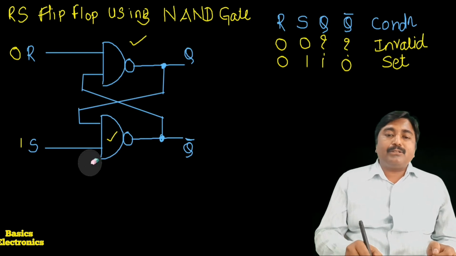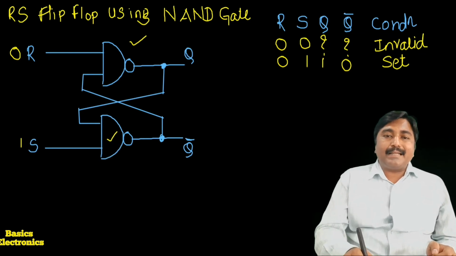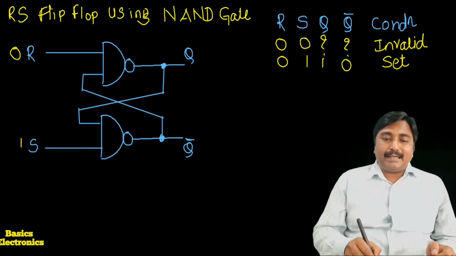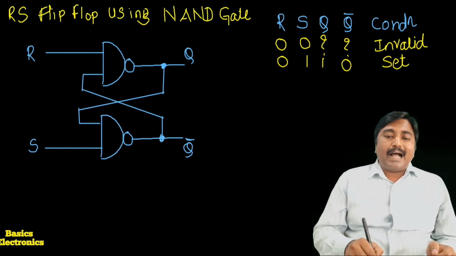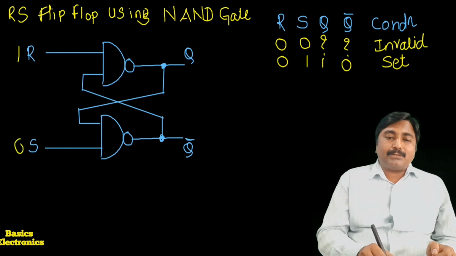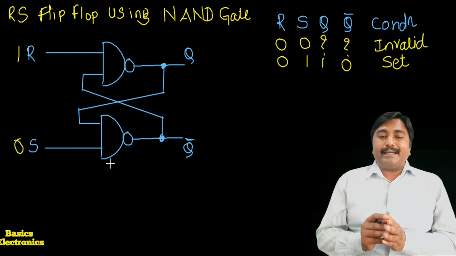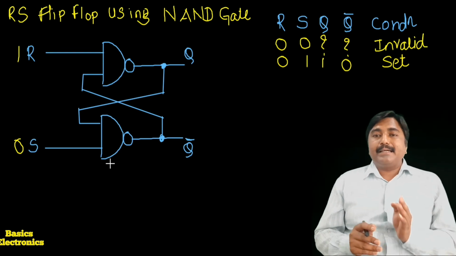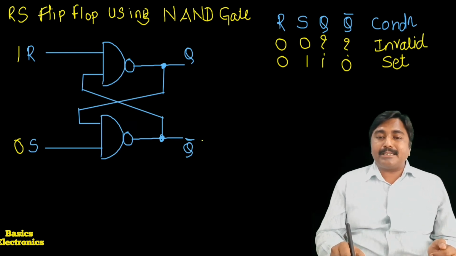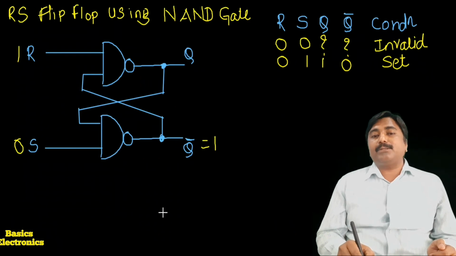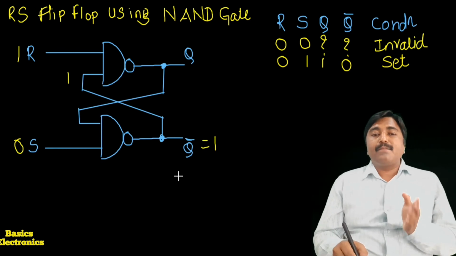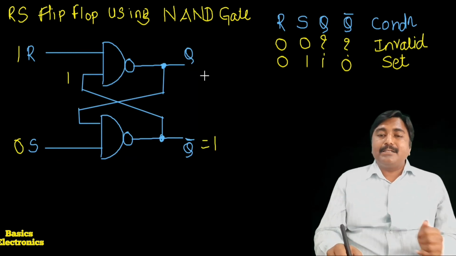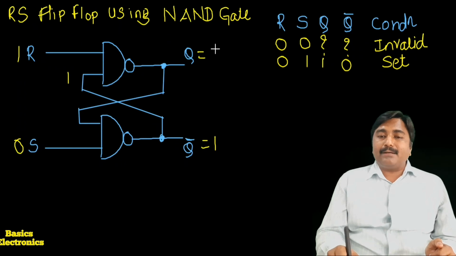Now we apply different inputs: R equals 1 and S equals 0. When R equals 1 and S equals 0, the lower NAND gate has the low input. As per the don't care condition, it produces the output Q bar equals 1, and Q bar is applied as input to the upper gate. So both inputs of the upper gate are 1, 1, and its output becomes Q equals 0.